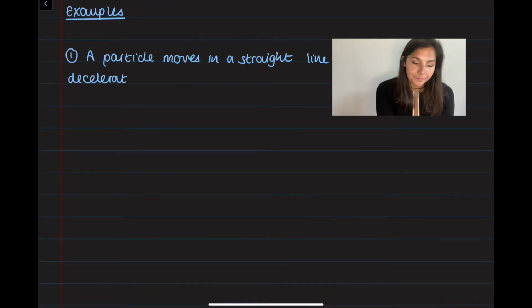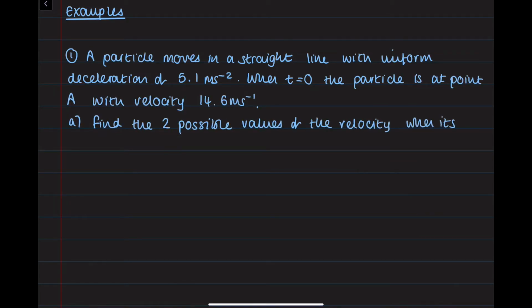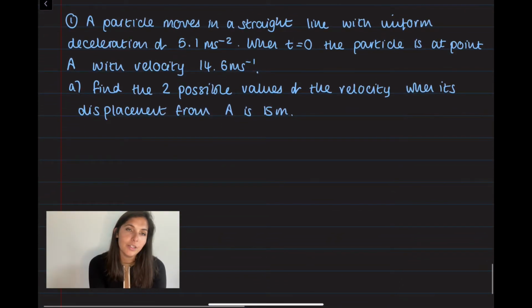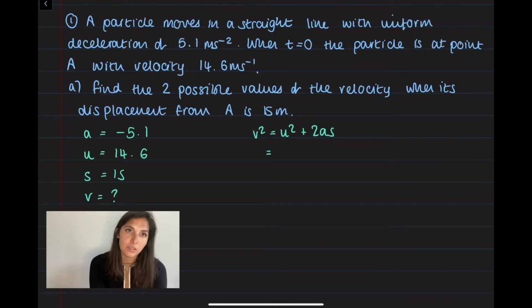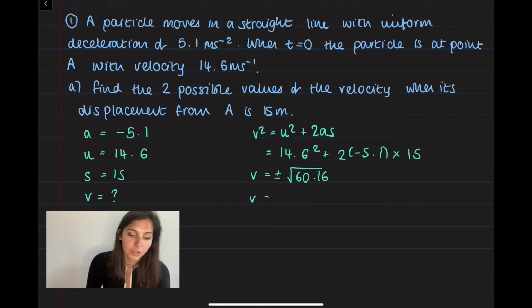So let's look at this example. The first thing that I'm going to do is write out all the variables that I've been given. So my acceleration, I know it's deceleration, so it's going to be negative acceleration, my initial velocity, my displacement, and I want to find the final velocity. So I put v is equal to a question mark. Then I can use that to decide which formula I want to use. So I want to use v squared equals u squared plus 2as because that includes all of the variables that I have on the left-hand side. Then I just need to substitute in and rearrange to get my final answer.